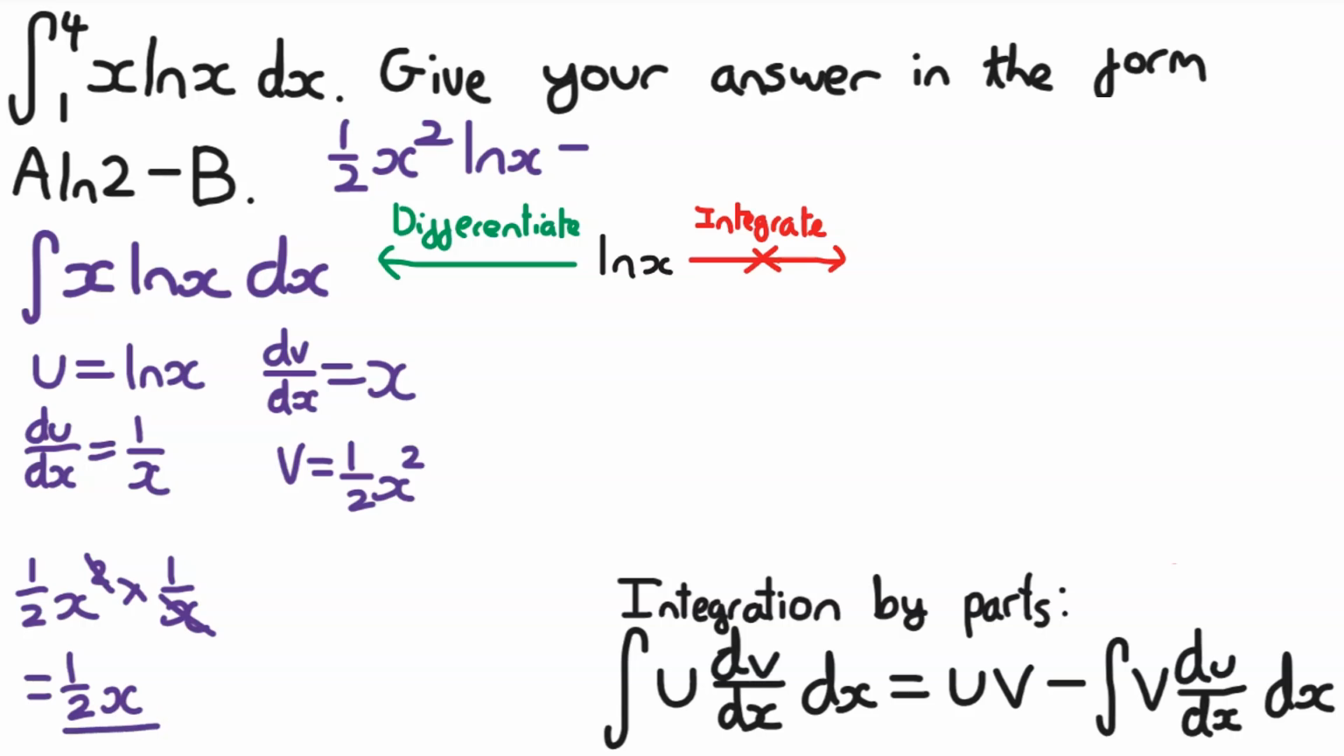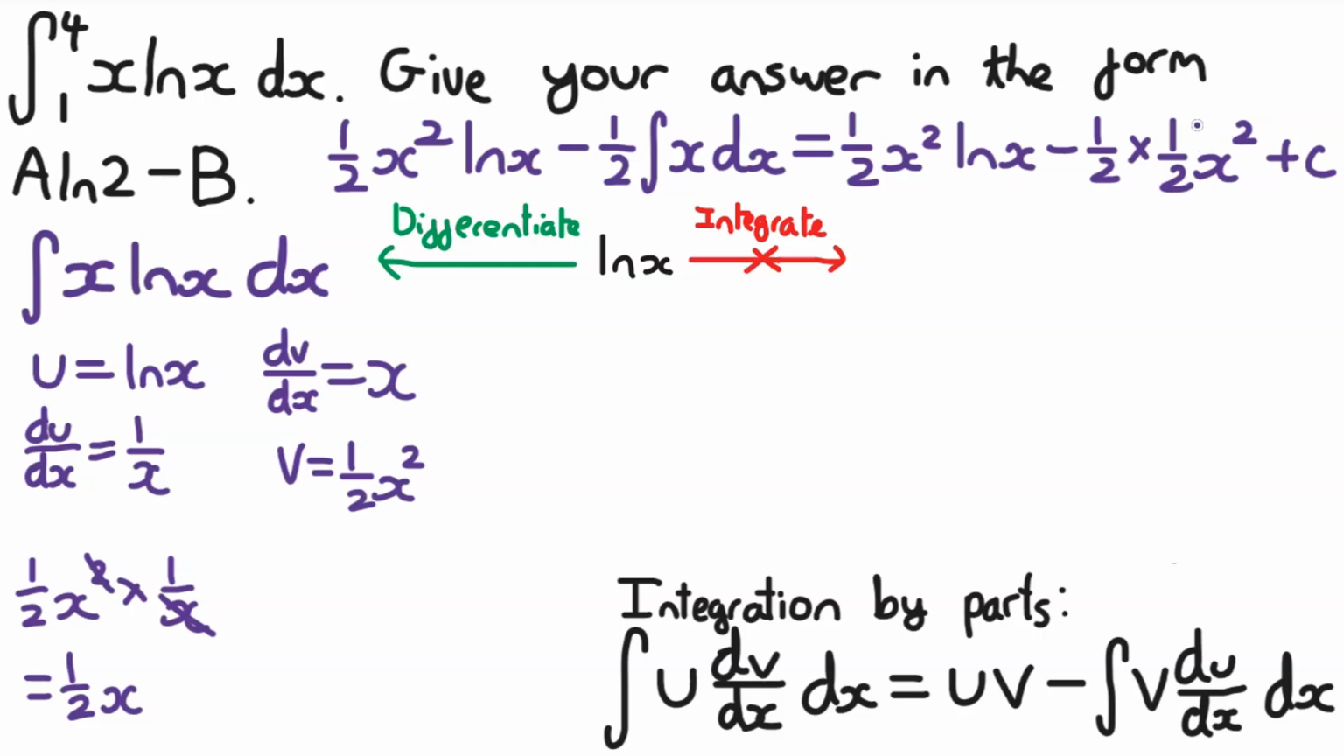So therefore this is going to be minus the integral of v du over dx, so it's going to be minus, and I've taken the half out of the integral here, minus half and then the integral of this x here. So this is the integration by parts formula here. And then we can simplify this because the integral of x here, as we've already mentioned, is equal to half x squared, like this here.